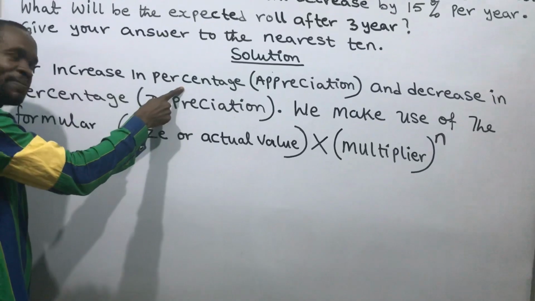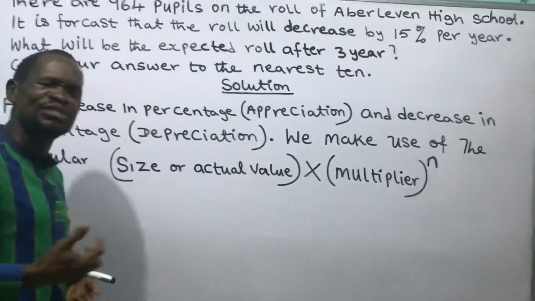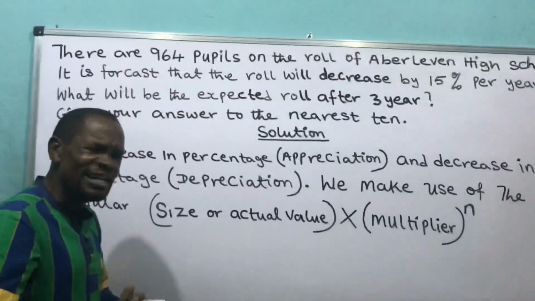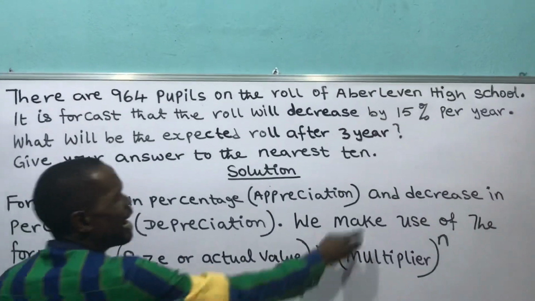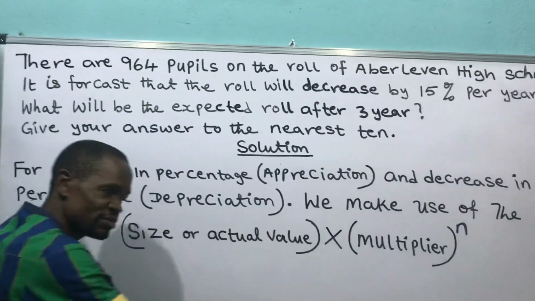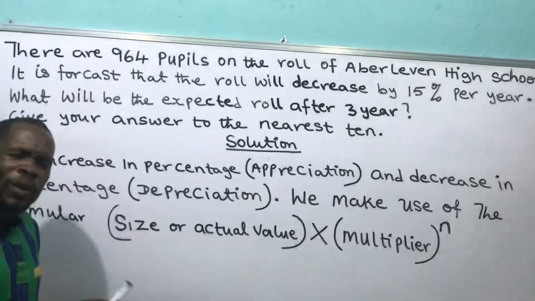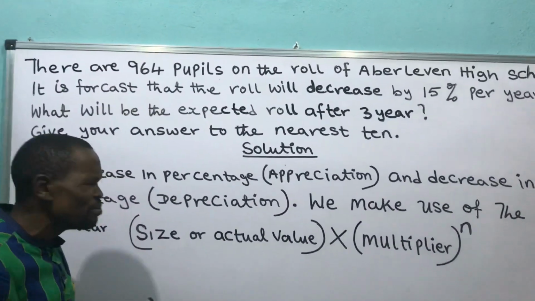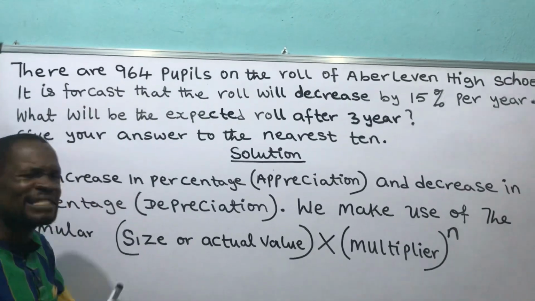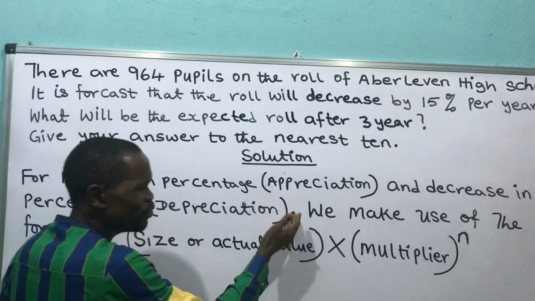When we talk about increase in percentage, we are talking about appreciation. It means that quantity is increasing. And decrease in percentage means depreciation. When a quantity has depreciation, it means that quantity is phasing out, the price is decreasing.